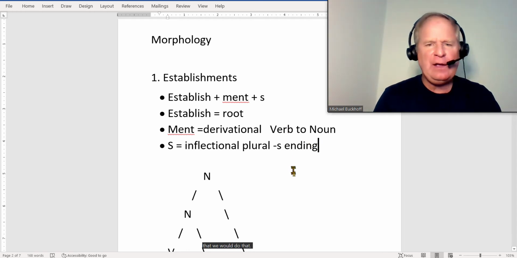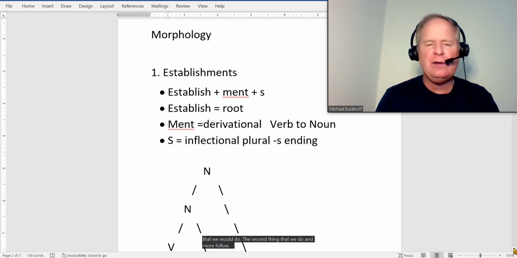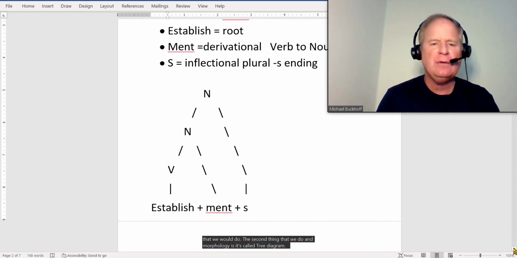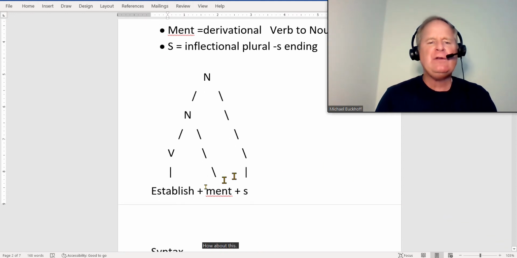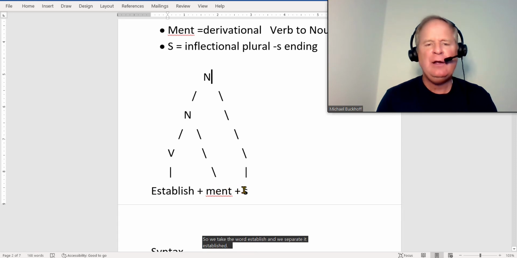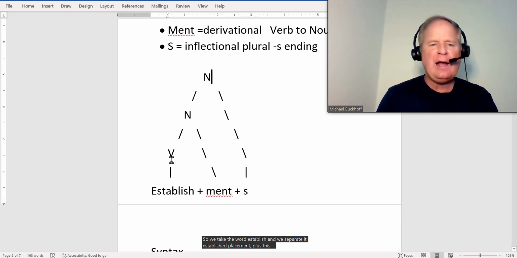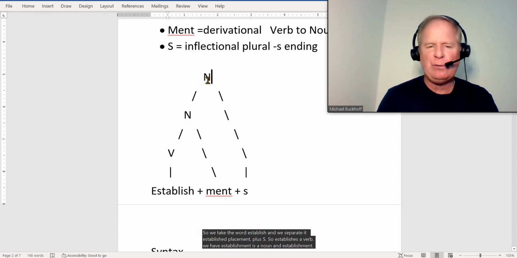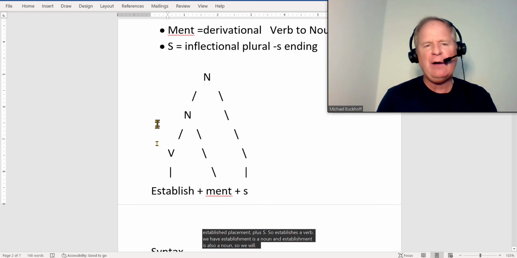The second thing that we do in morphology is called tree diagrams. How about this? So we take the word establish and we separate it, establish plus ment plus S. So establish is a verb, we have establishment is a noun, and establishments is also a noun. So we will learn how to diagram words in this nature.